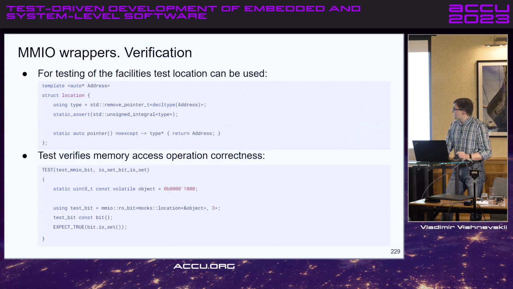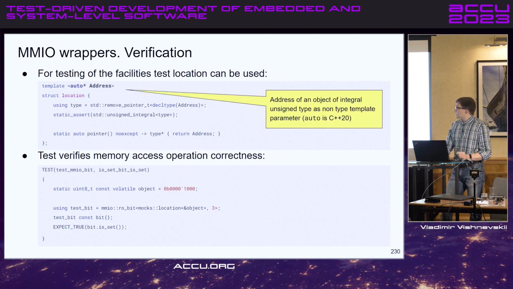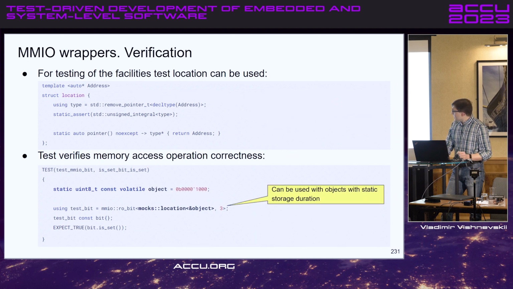The idea is that for the testing purposes, we can have the kind of mock location that will be just returning the address of some object of integral type. According to the C++ standard, we can take the address of the static object as a non-type template parameter. And here we can just verify that our code is correct, that we are accessing the bit correctly, so one of the test cases.